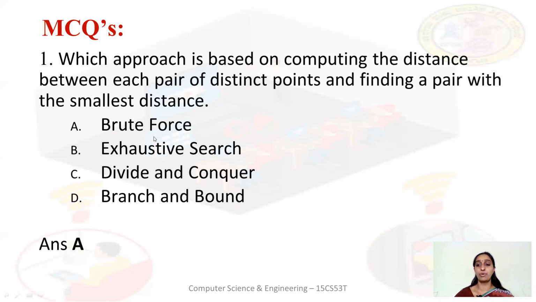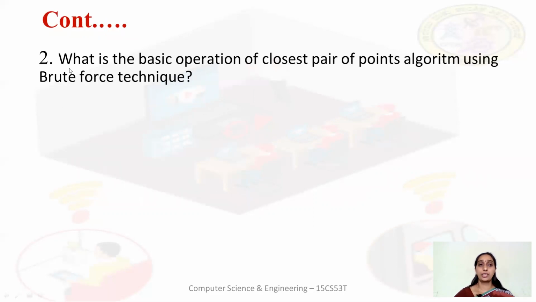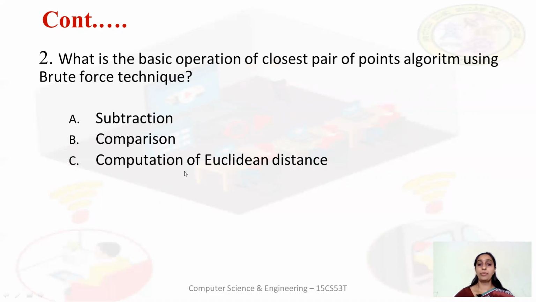Okay, it's a straightforward approach. Okay, so the next question is, what is the basic operation of the closest pair of points algorithm using brute force technique? Okay, that is, what is the basic operation of the closest pair of points algorithm? Subtraction, comparison, or computation of a Euclidean distance?